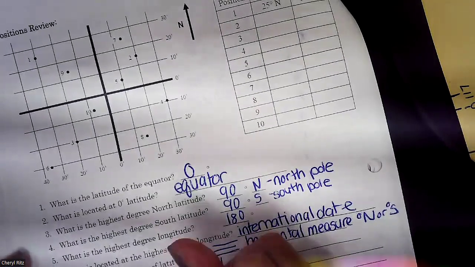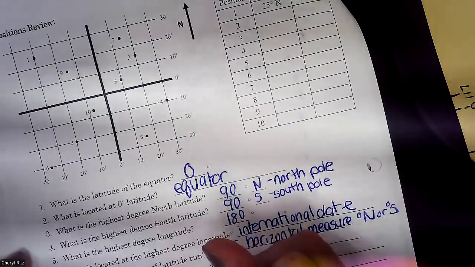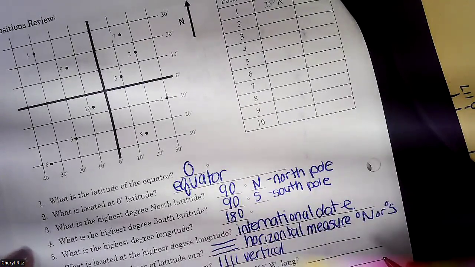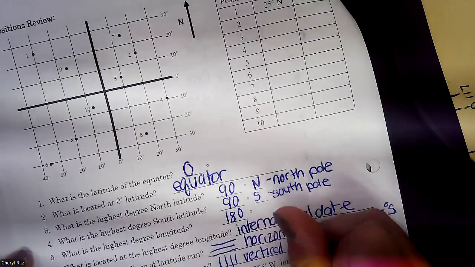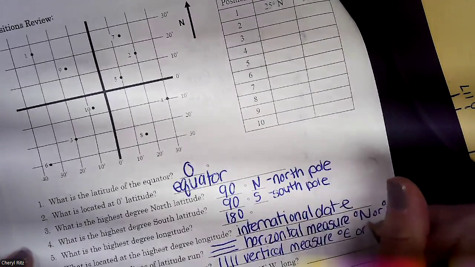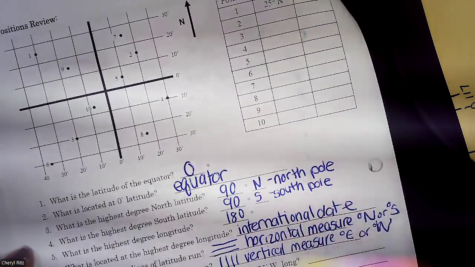Same idea with longitude. These ones, they're the up and down, or vertical. Yes, they do go from north to south, but these ones measure degrees east or degrees west of the prime meridian.